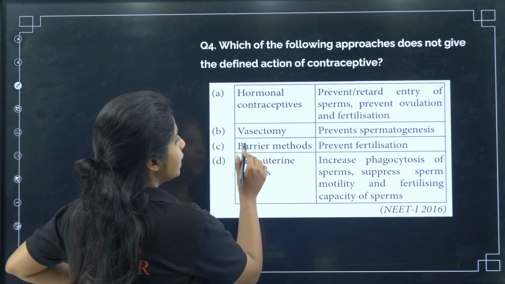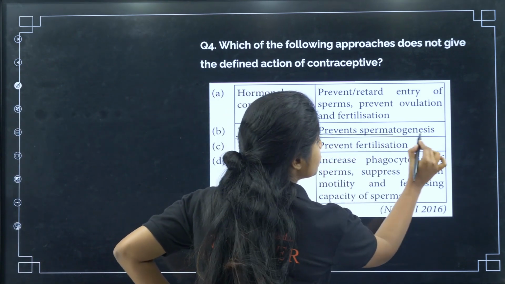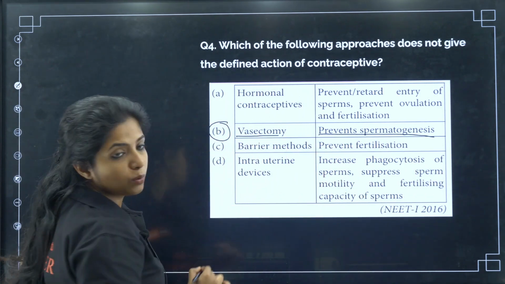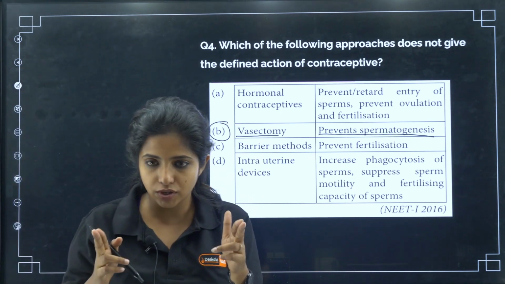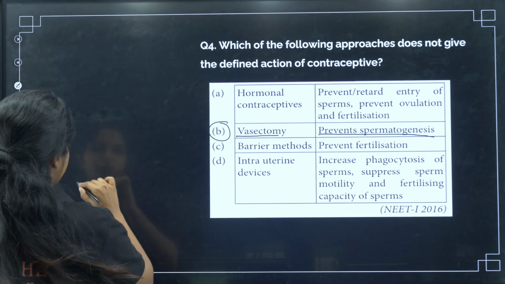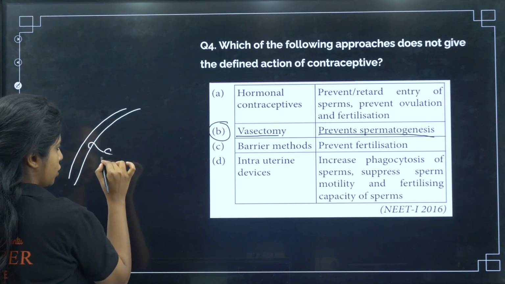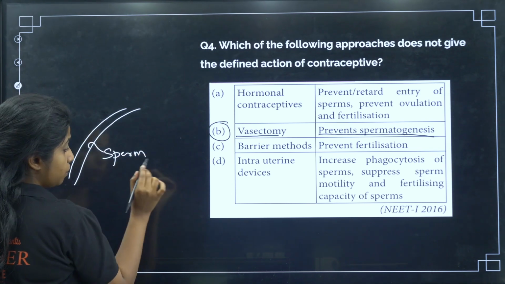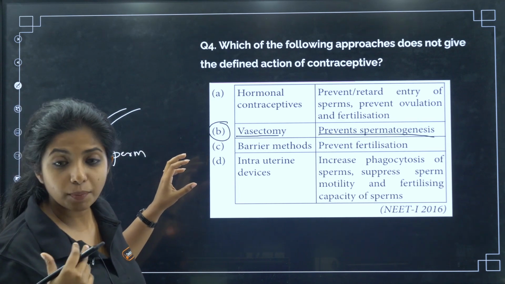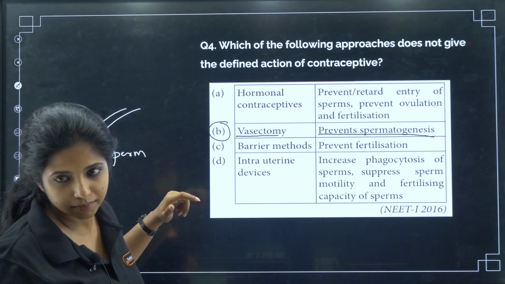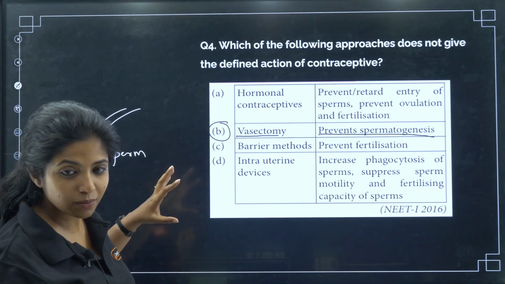Okay, so my dear children, vasectomy, it prevents spermatogenesis. This is completely wrong. Why do I say it's wrong? In vasectomy, what are you doing? You're going to cut the vas deferens. So that means sperm is not able to transport. Sperm is not going. But what about the semen? Is it made or not?